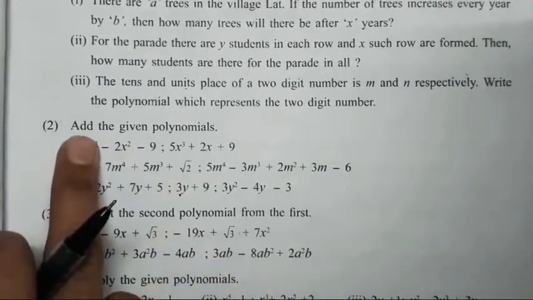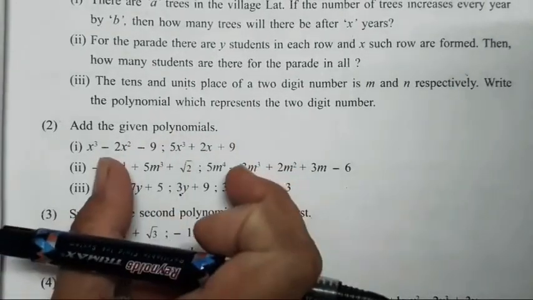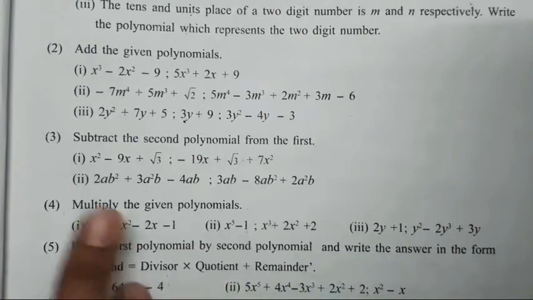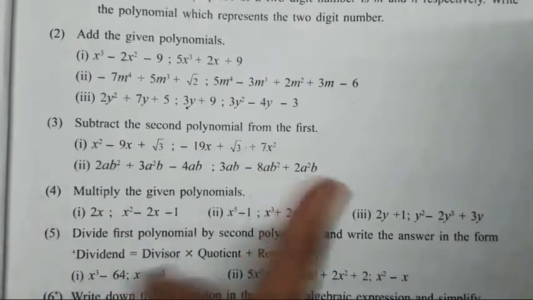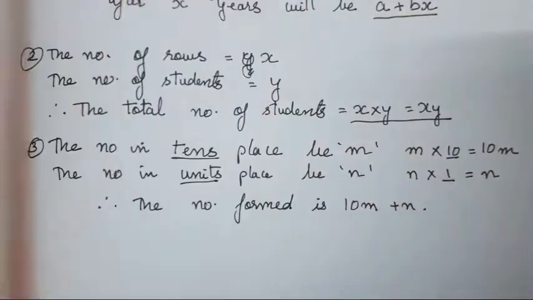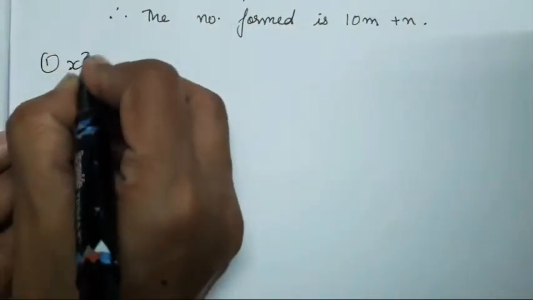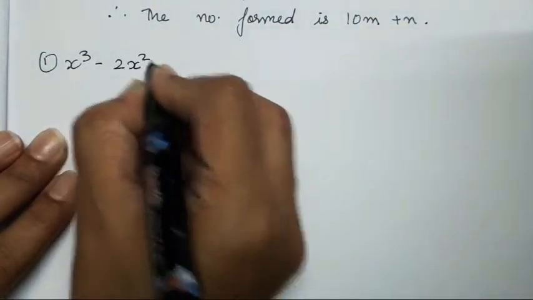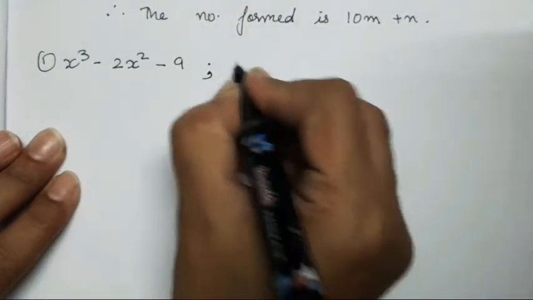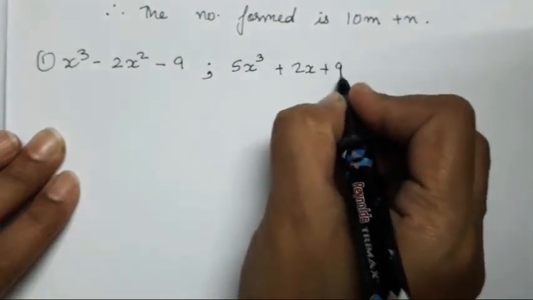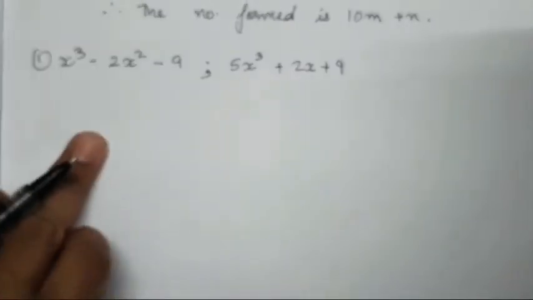Now the next question is to add the given polynomials. Now this is also very easy. Addition, subtraction and multiplication we will be doing in this video. Division I will be explaining in the next video. So let's start with the addition sums. The first one is x cube minus 2x square. You all can refer to the textbook, children, if you are not able to get the question properly. I'm directly writing it. Now this is the equation.